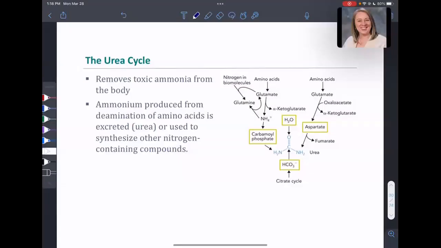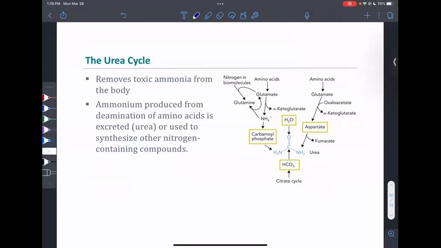Okay, so here's part two. Part two is the urea cycle. So remember that cells can't store amino acids that accumulate as a result of our protein degradation, right? And so we really have two options. Either we recycle those amino acids for protein synthesis, or we deaminate them.